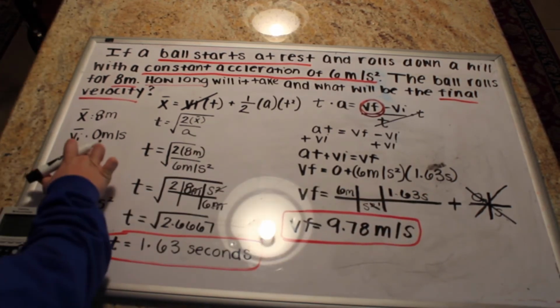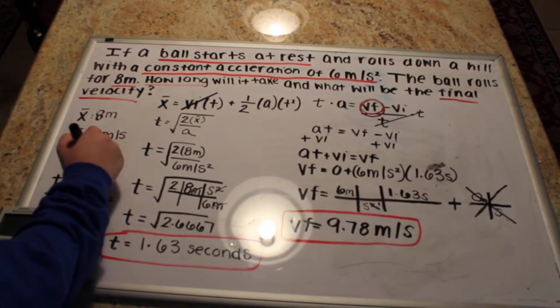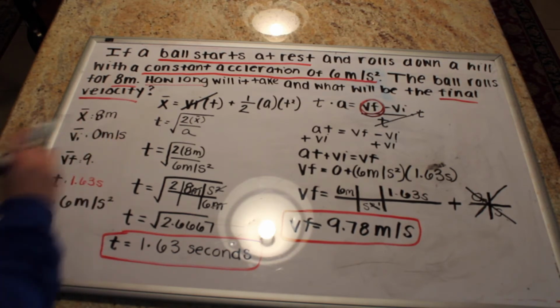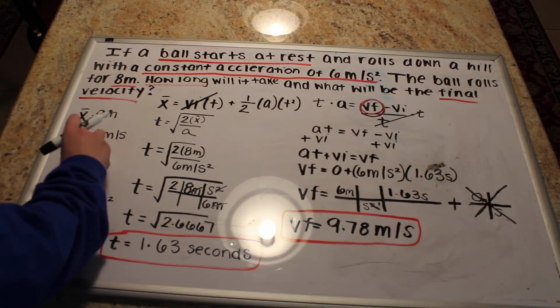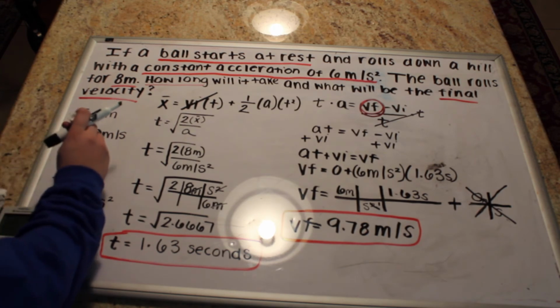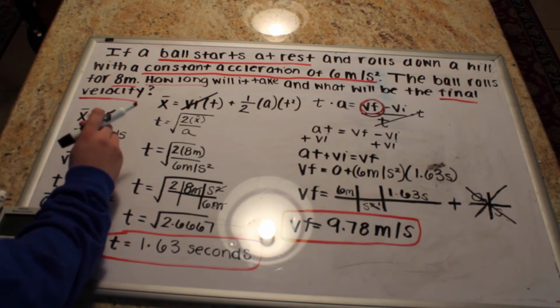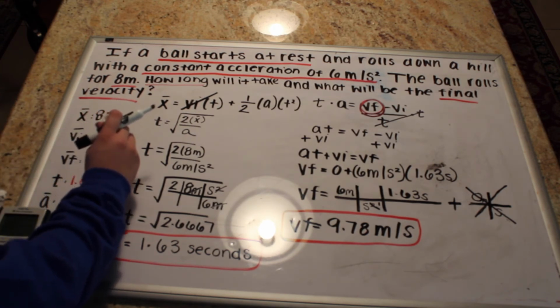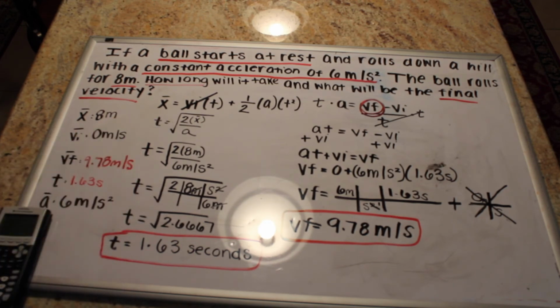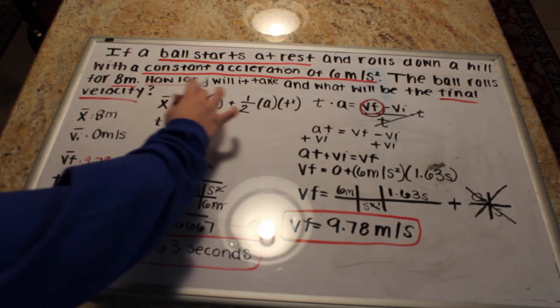So as you can see, we figured out how long it would take for a ball starting at rest, moving at a constant acceleration of 6 meters per second squared down a hill for 8 meters. It would take 1.63 seconds, and its final velocity will be 9.78 meters per second.